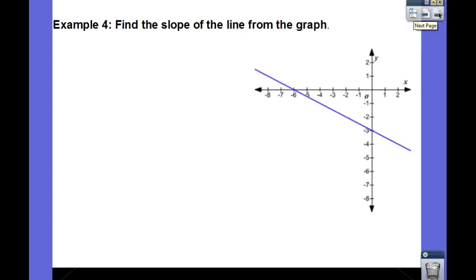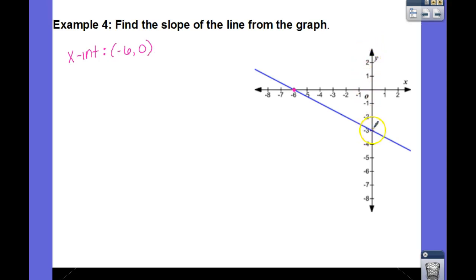Okay, these are some of my favorites. Find the slope of the line from the graph. Yesterday, we focused on identifying the x-intercepts and the y-intercepts. Those are the best points to pick for finding your slope. So right here, this -6, that is my x-intercept. It is the point where the graph crosses the x-axis. So my x-intercept is -6, 0. So that's 1 point on my graph.